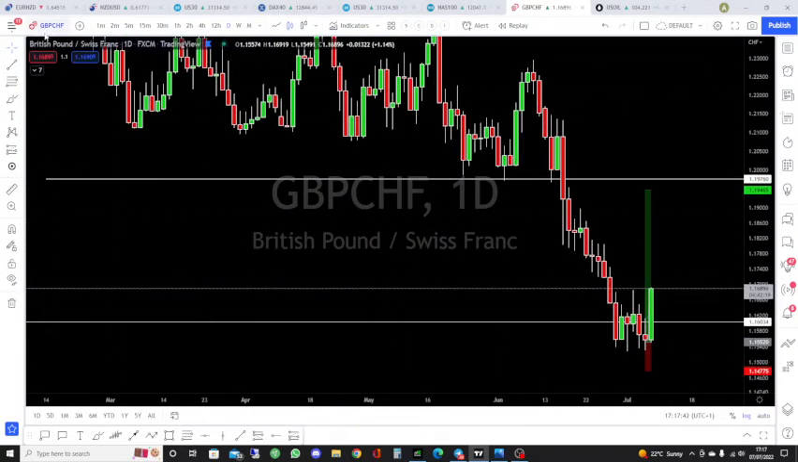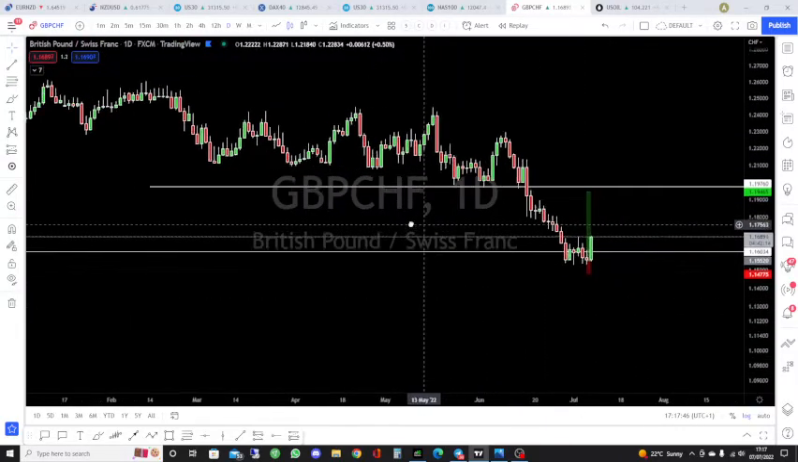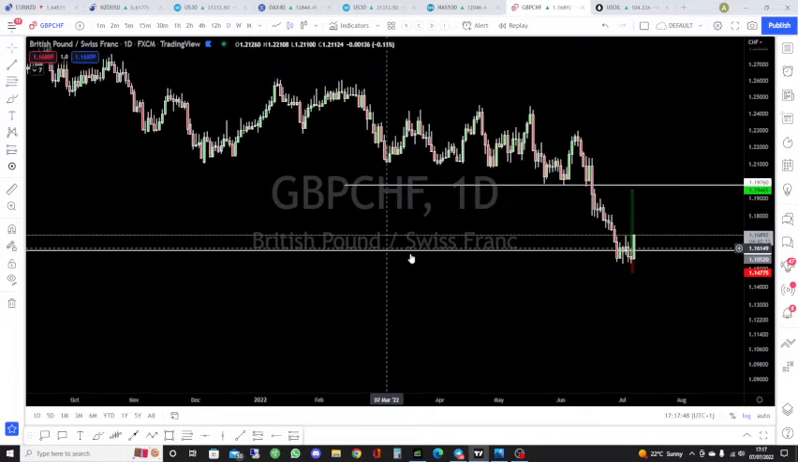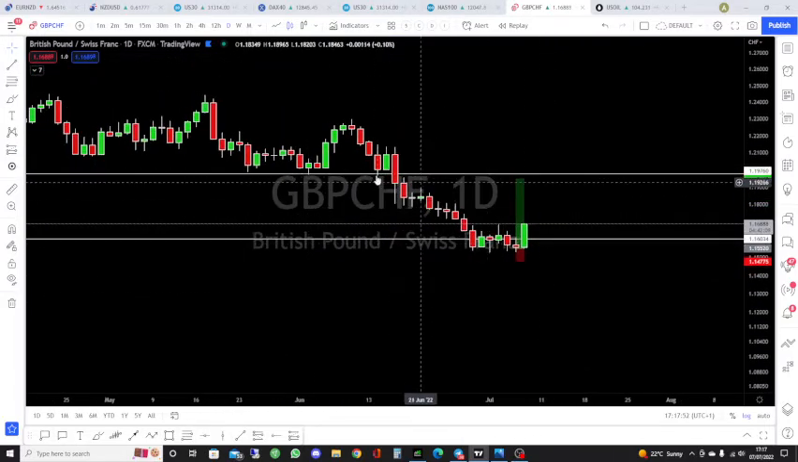So this is pound Swiss franc. We took that level up there. The market came down a lot. It went down for days. So essentially, we would be targeting this area here again.